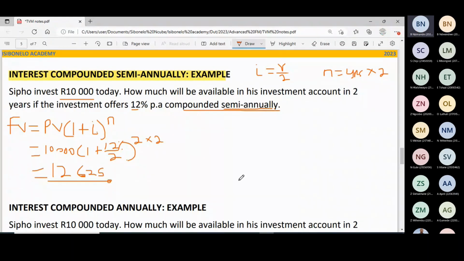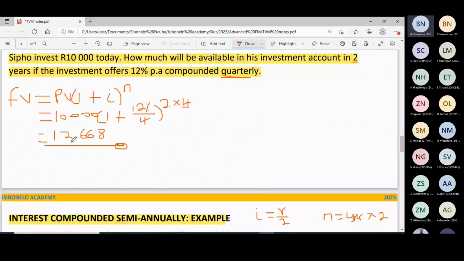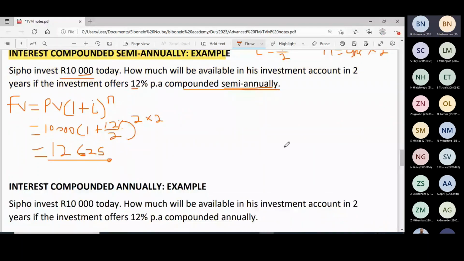So now advise SIPO. Should he invest his 10,000 semi-annually or quarterly? So if he invests quarterly, his funds will accumulate to 12,668. If he invests semi-annually, his funds will accumulate to 12,625. So what would be your advice to SIPO? Must he invest semi-annually or quarterly? Quarterly, because the quarterly option offers more than semi-annually.